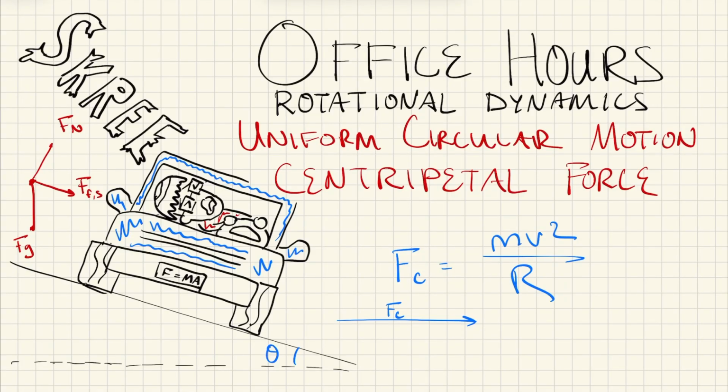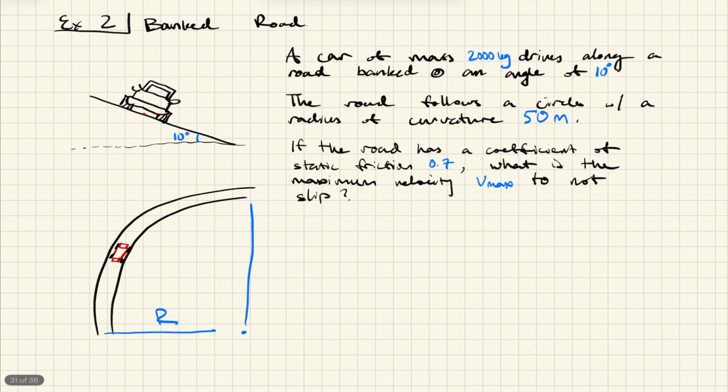In this video, we're going to do another uniform circular motion and centripetal force problem, this time involving a car driving along a banked road. So this is a pretty classic kind of problem that people like to do, and we're going to do a numerical version just because it turns out the algebra for this problem, if you do it purely symbolically, is kind of messy. So let's hop right into it.